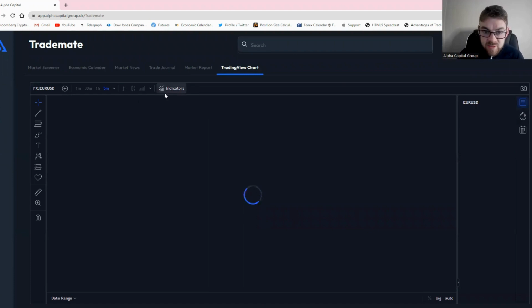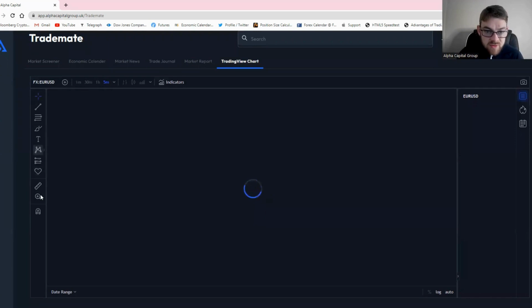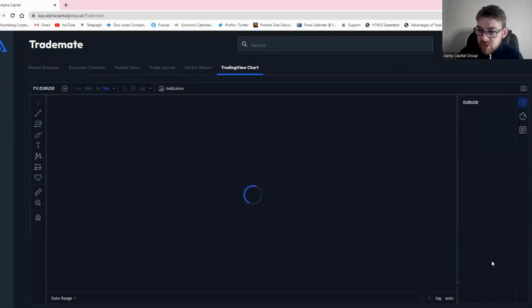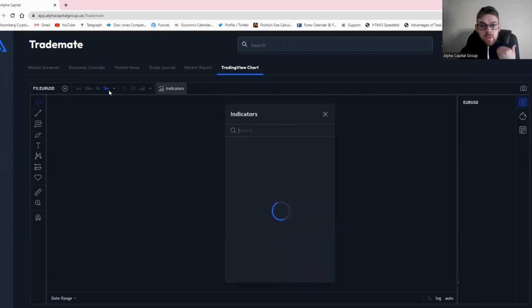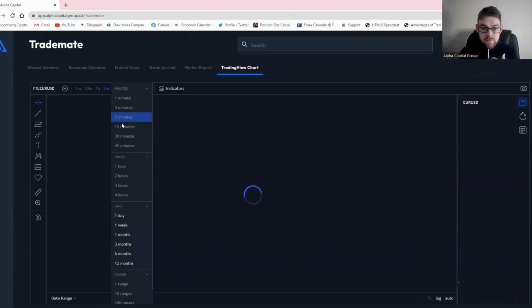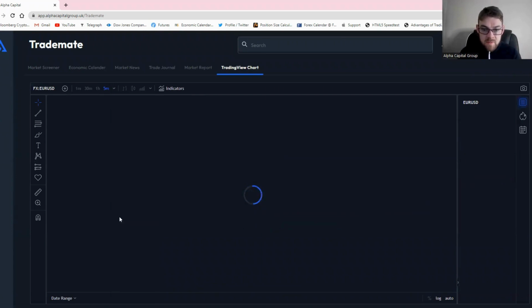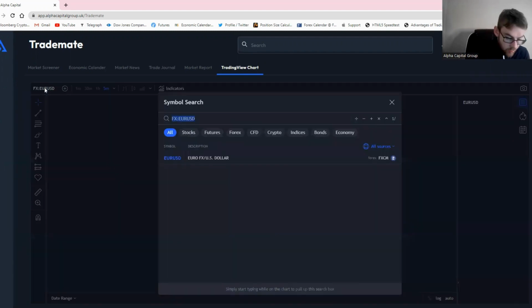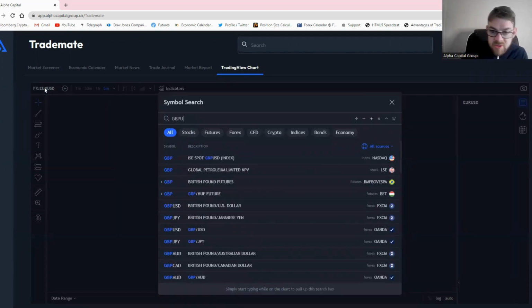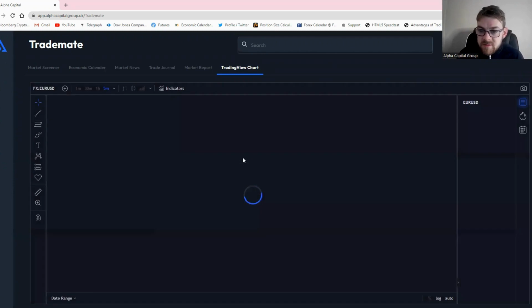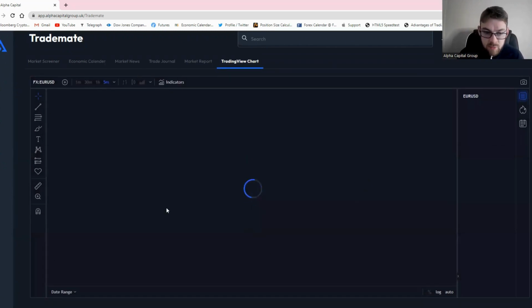Now, this TradingView chart is just uploading at the minute. However, it should appear, and you have all your drawing tools on your left-hand side. You've got additional information here on the right-hand side, and then you have your indicators tab as well. So if you want to add any indicators, or you want to filter through the time frame, let's say I want to move from a shorter time frame to maybe a daily time frame, it'll do that as well. Now, let's say we go from Euro USD to maybe GBP USD. Okay, so let's look at GBP USD. Let's allow the chart to load up.